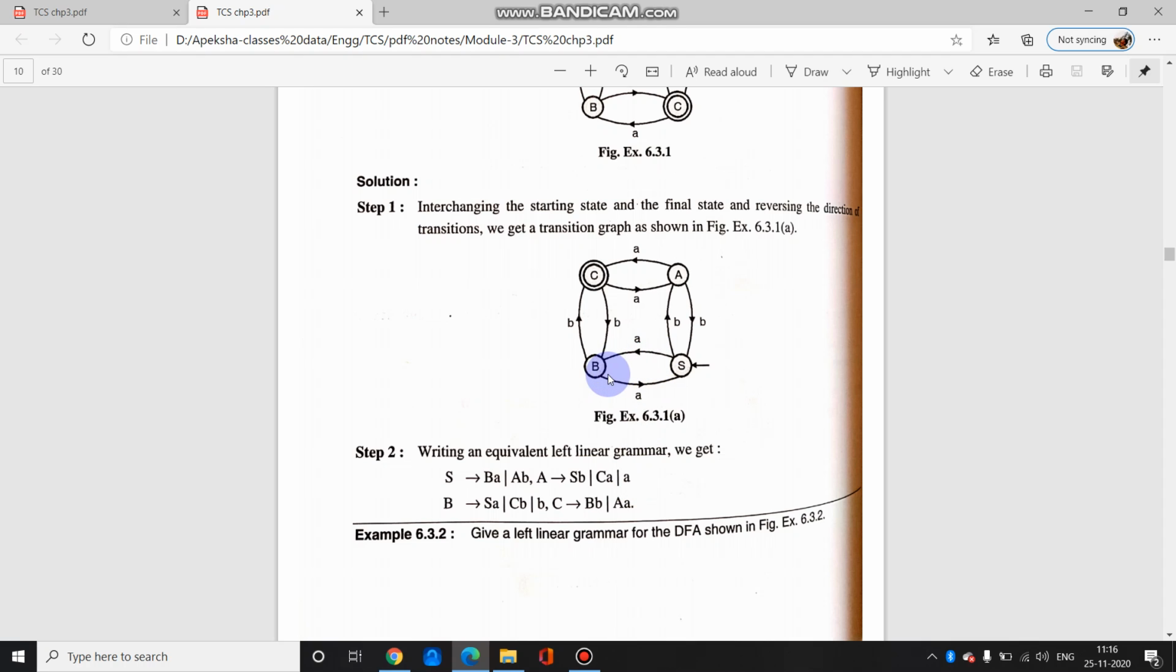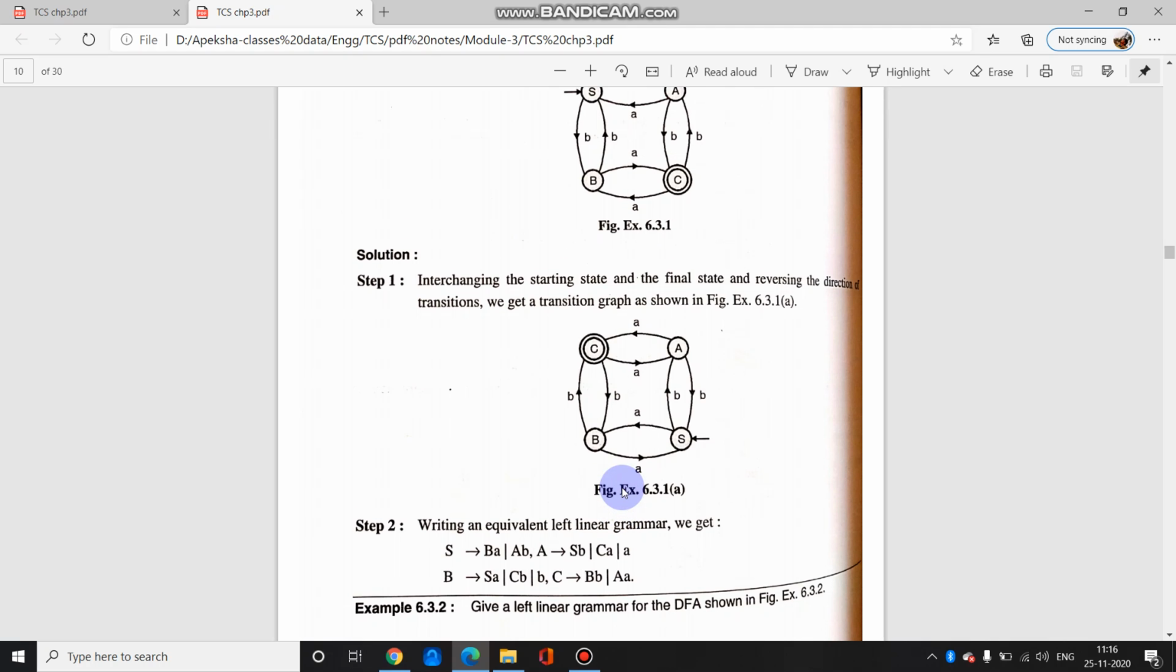Similarly for B, we have B making a transition to state S, that is the starting state, on input A. So we will have B gives SA. Similarly B gives CB, and B will also give the input symbol B. Next is C. C is making a transition to A, that is capital A and this A, capital B and this B. So this is how you write the left linear grammar.